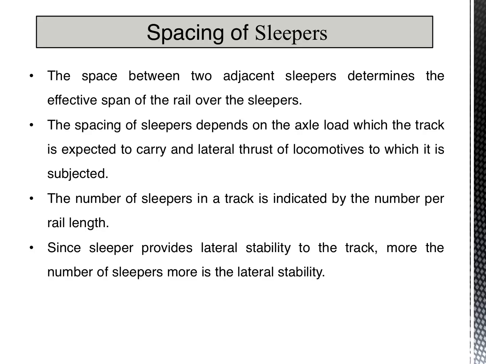So now let us understand how the sleeper spacings will be provided and how the sleeper density has to be maintained. We all know what the spacing of the sleepers is. Spacing is the distance between two consecutive rails and sleepers you have provided. So the distance between two adjacent sleepers, that we call the sleeper spacing.